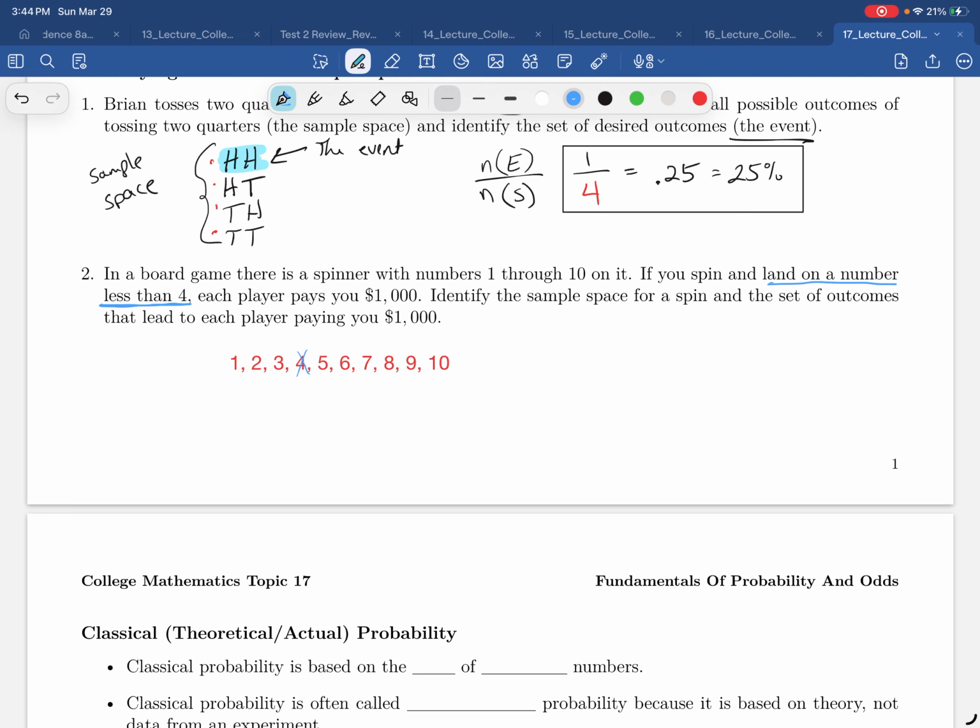Identify the sample space for a spin. Well, we have them all, right? We have all 10 possibilities. And then the set of outcomes that leads to each player paying you $1,000, that would be the 1, 2, and 3.